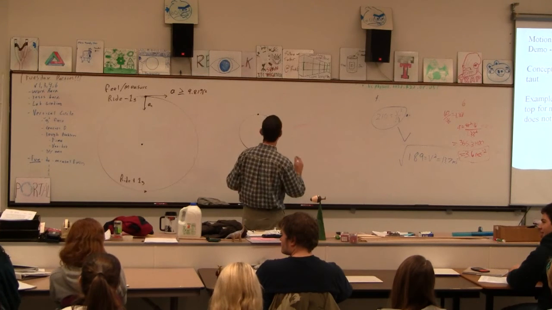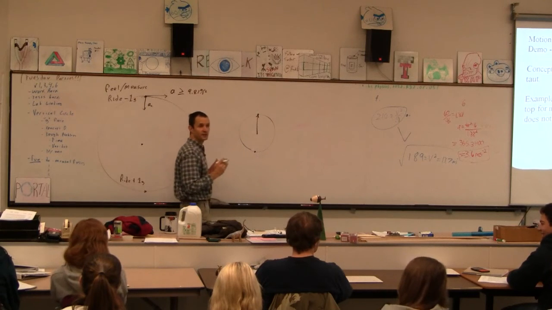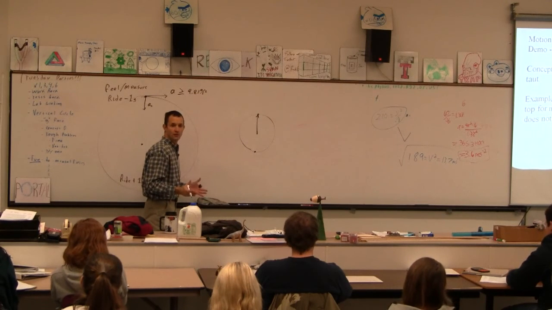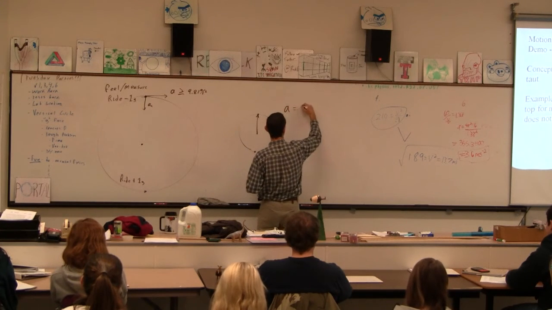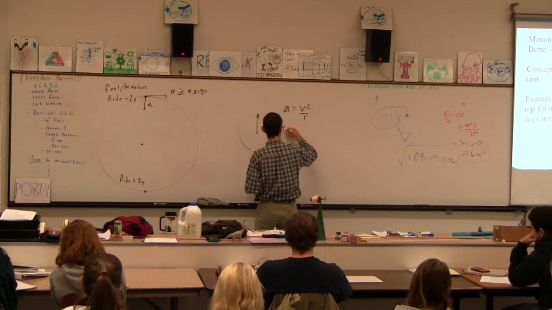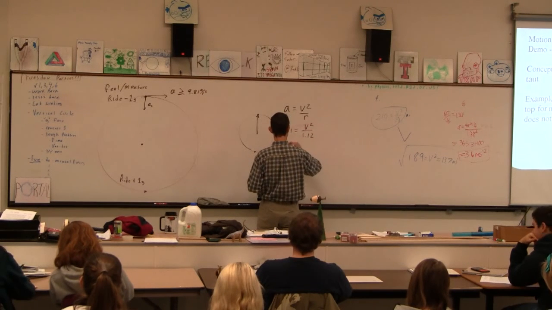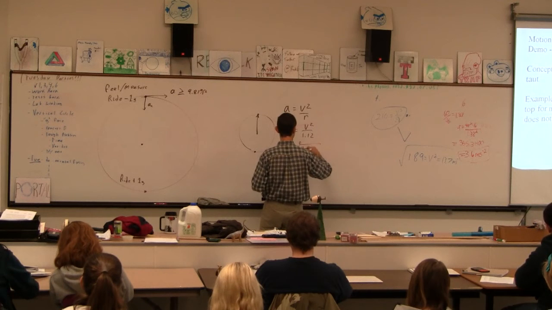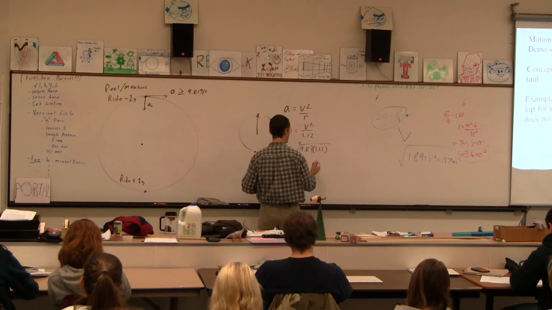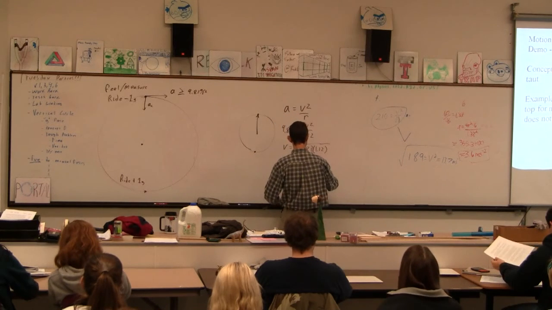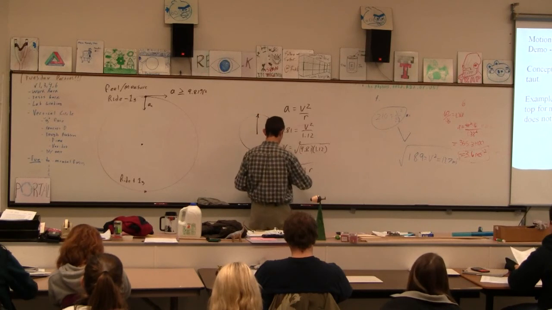Okay, so at the top, what's the rule? If we want the water to stay in the bucket, we have to have an acceleration of at least 9.81. So I'm going to say a is v squared over r, so 9.81 is v squared over 1.12. v is the square root of 9.81 times 1.12. I kind of like this. It's always the square root of a times r. It's the pirate equation.